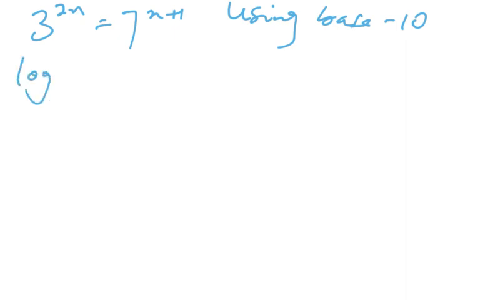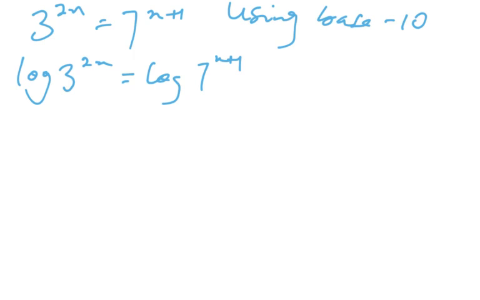The base 10 is usually not written. So when you see log of 3 exponent 2x, log of 7 exponent x plus 1 without any base, there's a base there, but it's not written because base 10 is not written. So that's how it's going to be.